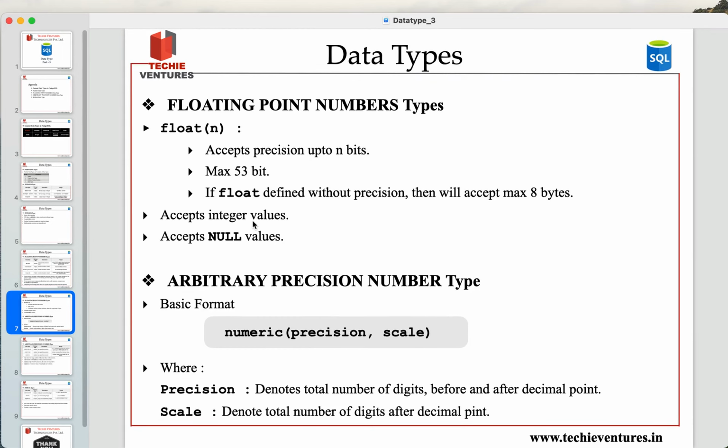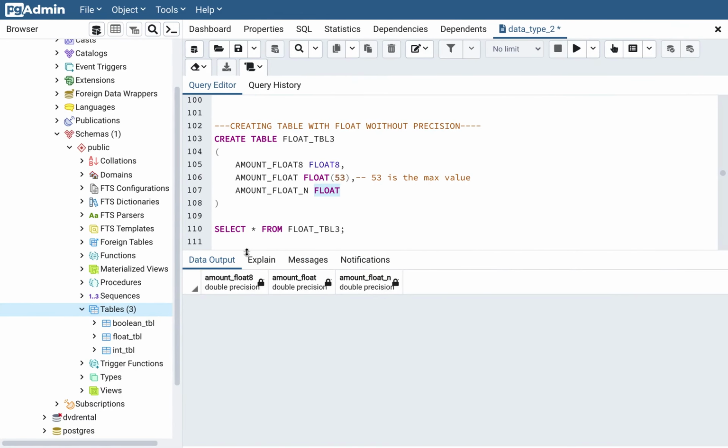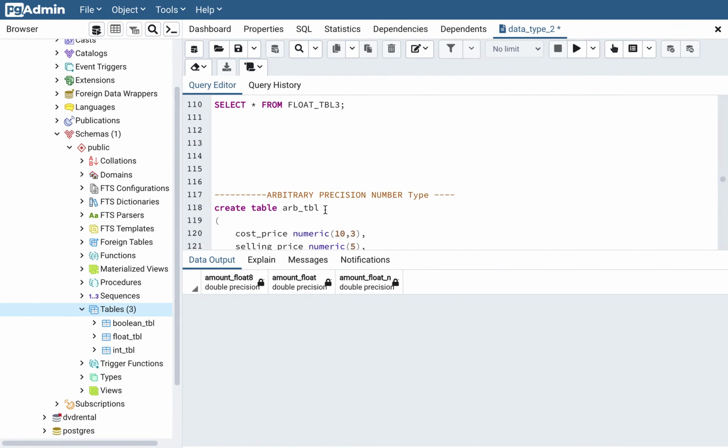It also accepts integer values, but it stores them as decimal values itself. The meaning is that if you are trying to insert a row with an integer value, PostgreSQL will not throw an error. It will accept that, but internally it will store it as a decimal value. And you see, this is a null value. We have already discussed that they accept null values, right?